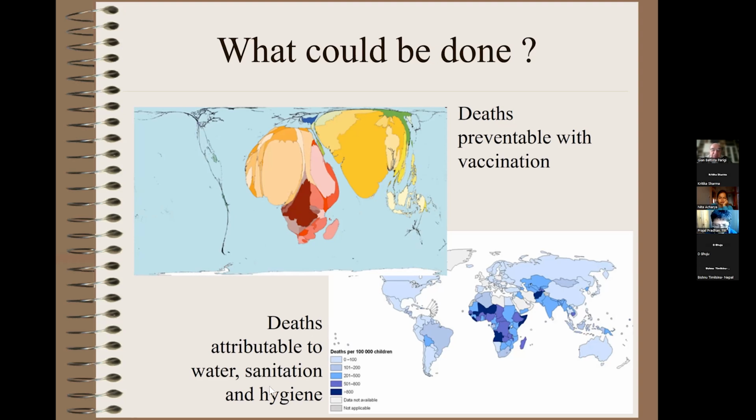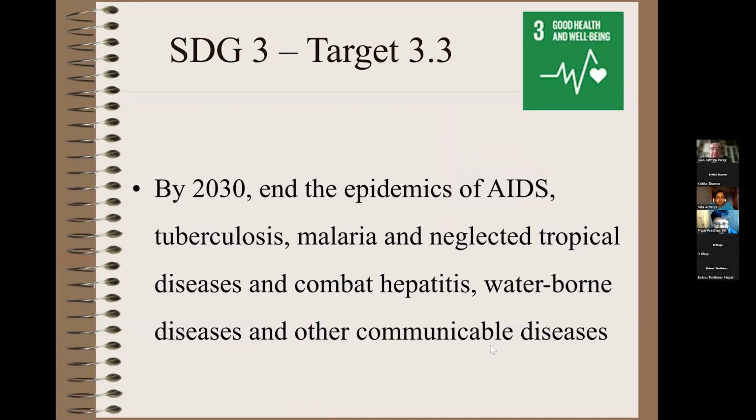These are the deaths attributable to water, sanitation, and hygiene. And again, you see that here there are still a lot of deaths that can be prevented just by offering a well with clean water. I'm not speaking of very expensive and sophisticated hospitals. I'm speaking just of clean water offered to all villages. Number 3, end the epidemics of AIDS, tuberculosis, malaria, and so on and so forth.